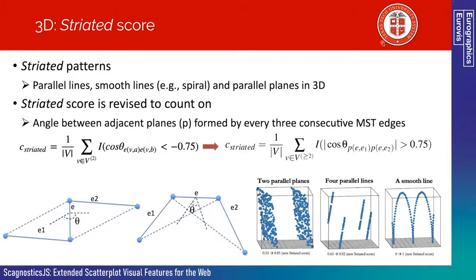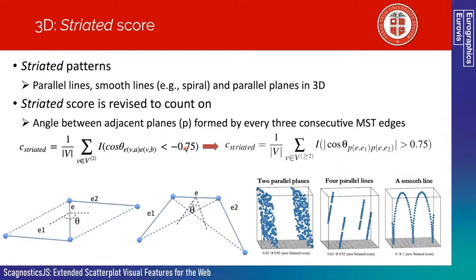3D striated score. Striated patterns include parallel lines, smooth lines, and parallel planes in 3D. The striated score is revised to count on the angle between axes and planes formed by every 3 consecutive MST edges. So in the 2D version, they only consider the cosine theta between every two edges of the MST, which is smaller than minus 0.75.